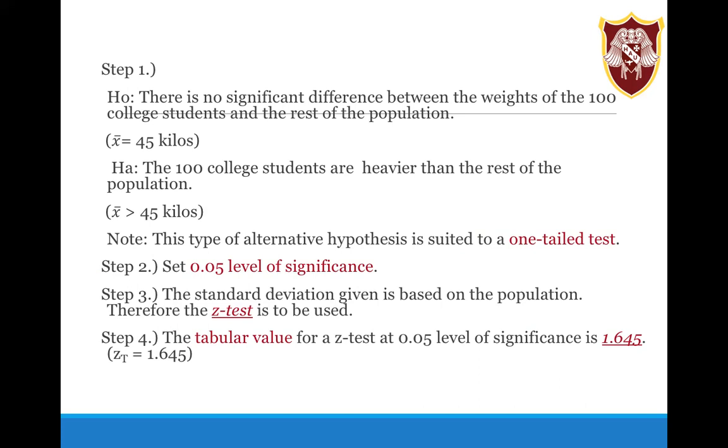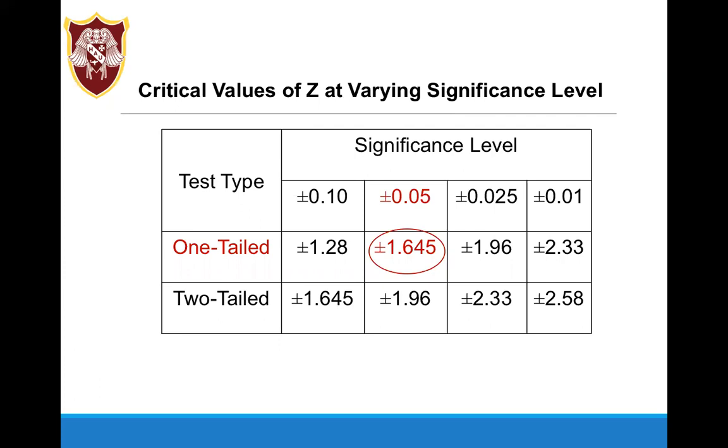So how did we find that? So from the z distribution I've shown you a while ago, so this is the table. We know that the test is one-tailed and the level of significance is 0.05. So we just get the intersection. So the critical or the tabular value of z for this problem is 1.645. So we get the positive value or the absolute value. So the critical or the tabular value of z does not depend on the degrees of freedom, unlike in the t-test.